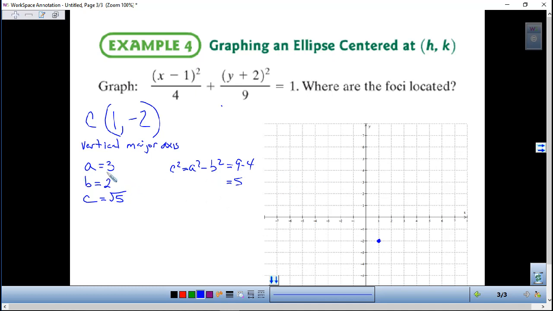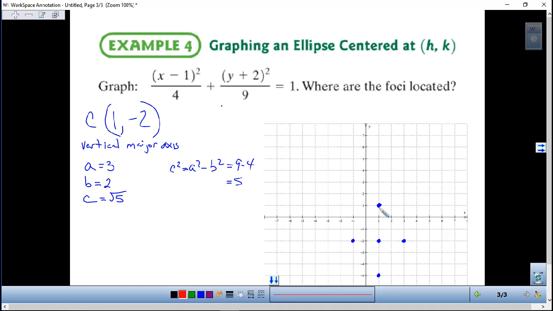We're going to think about that as approximately 2.2 or so. So if our major axis is vertical, we're going to use A to go up 3, 1, 2, 3, to find one major vertex, and then from the center again, I'm going to go 1, 2, 3 to find the other one. I use B to go perpendicular to that major axis, to the left and the right in this case, to find out how far out my minor vertices are going to go. So 1, 2, and 1, 2.